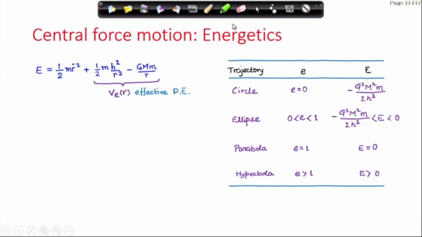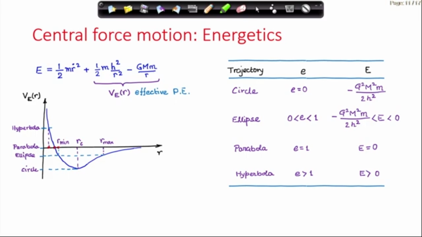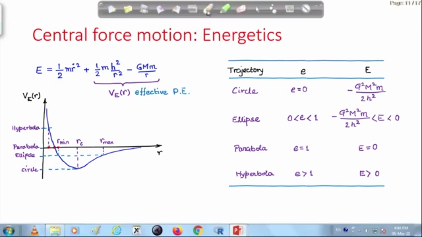You can look at the total energy expression in a different way also. Half m r dot square is the kinetic energy contribution from the radial coordinate change, and the rest of it is a function of r. Therefore, we can think about the rest of it as an effective potential energy, V E, which is only a function of r. If you plot this function with r, it is of this shape, and I have marked out the different trajectories on this potential energy curve.